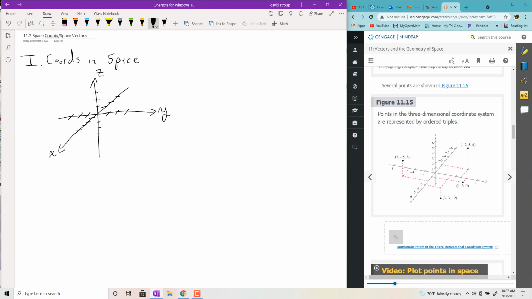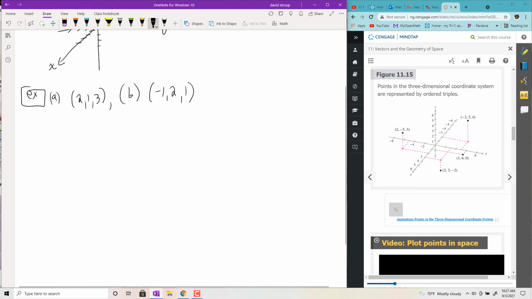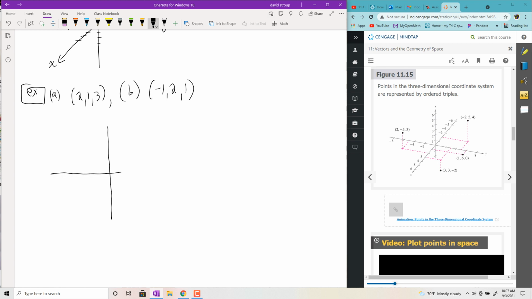Plotting stuff and drawing stuff in space is a little more difficult, as you might imagine. Let's try to plot a couple of points here. The first one, we'll try to plot (2, 1, 3). And then the second one, we'll try to plot (-1, 2, 1). We're using this new coordinate system, so I'll draw it out and label our axes.